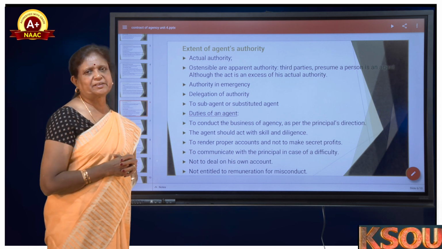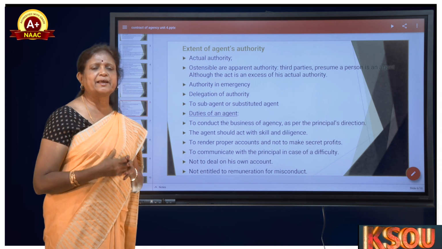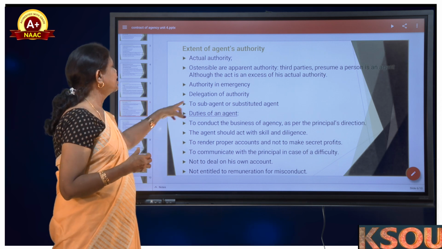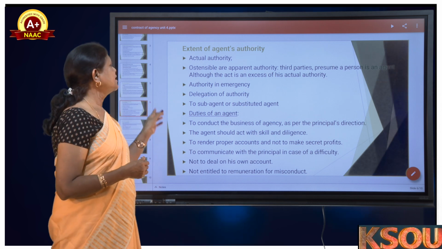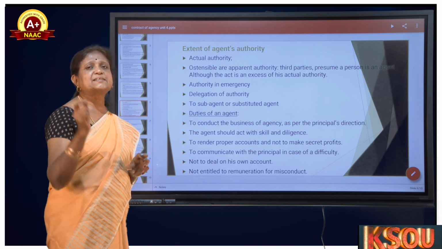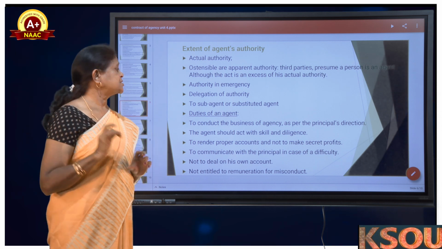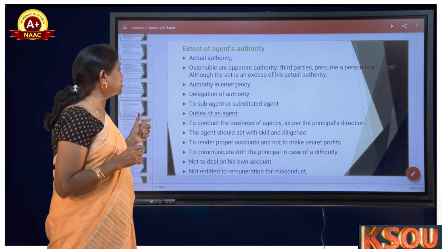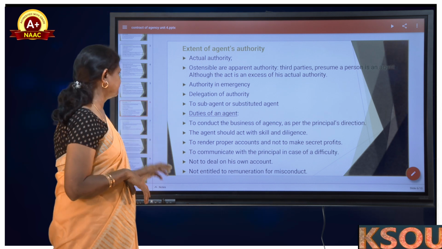And delegation of authority. Sometimes the principal can do all the acts alone. Similarly, an agent cannot do all the acts alone. In such cases, he can appoint some other persons as sub-agents, and also sometimes substituted agents. But the liability of a sub-agent is only to the agent, not to the principal. Suppose a sub-agent is appointed by taking the permission from the principal, then the act of a sub-agent is deemed to be the act done by the principal.